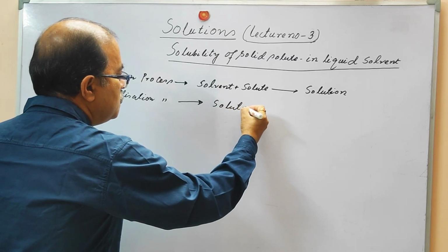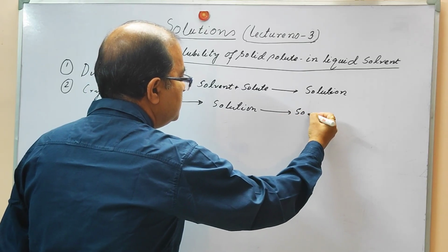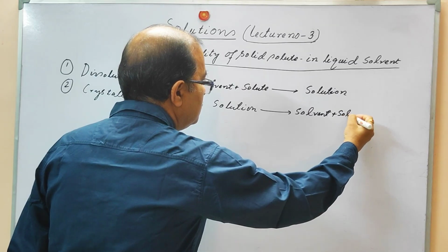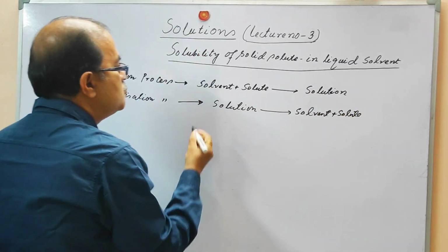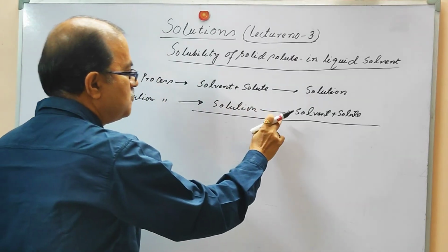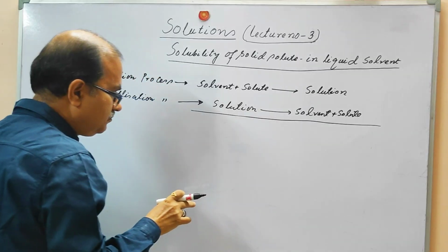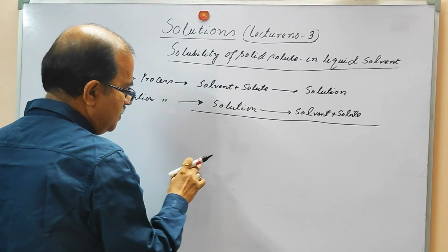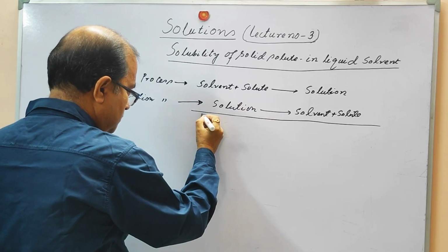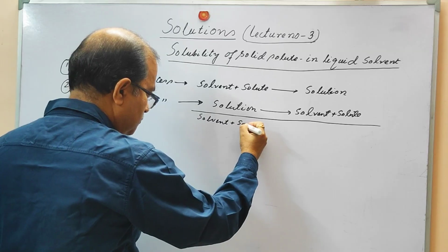We can write solution gives solvent plus solute. So when we add these two processes, this is the forward process and this is the reverse process. So we can also write it in this way: solvent plus solute.